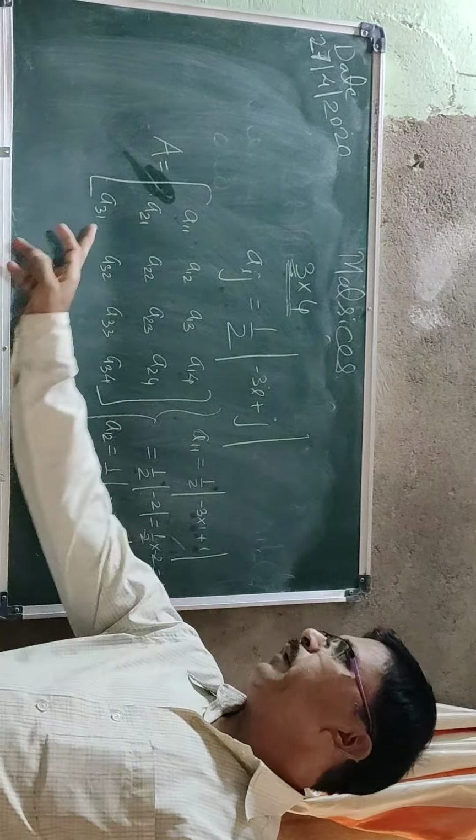When we find a31, you can take i equal to 3 and j equal to 1, and you can find all the elements of matrix A. You have to write this matrix A like this, having the elements 1, then 1 by 2, and so on. In this way you can find all the values and the matrix A. So in this way you can solve the exercise.